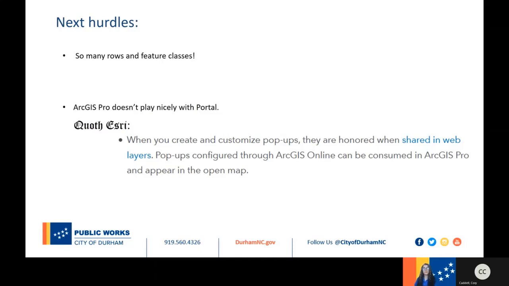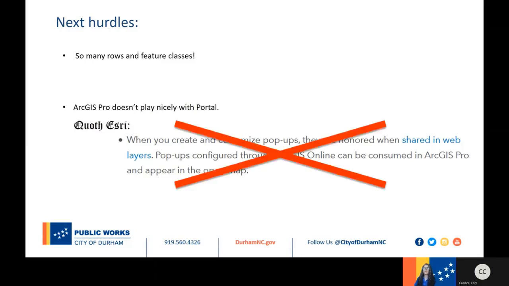Also, Esri says right there on their website that when you customize pop-ups in ArcGIS Pro, they'll also be included in any web layers that you publish, but they aren't. From what we can tell, this is because our ArcGIS Pro version is ahead of our Portal version, and that's just going to continue to be an issue for us. So this means that anytime we have to republish a service, we need to recreate each custom pop-up.